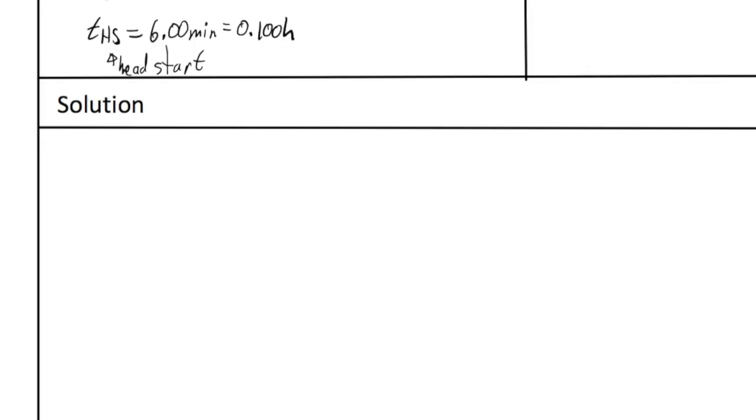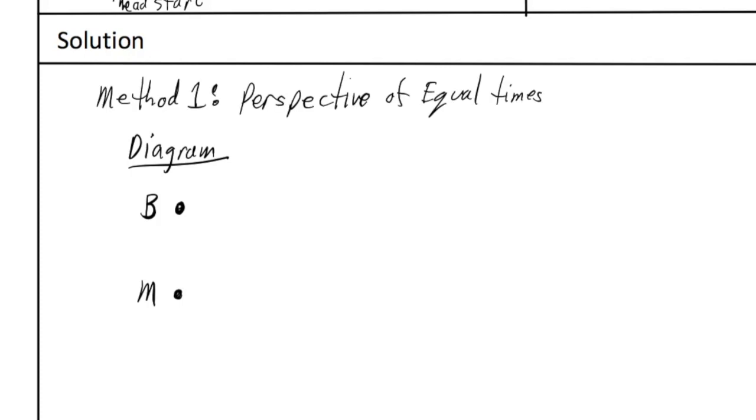Okay, diagram time. What I'm going to try to do is recreate this idea of what's going on, not in real time, obviously. So this path here is going to be what the boy is doing. And over here, this is mom. I'm getting a little ahead of myself because actually there are a couple of methods to solve this problem. So we're going to go through those various methods. This first method is from the perspective of equal times. So that's the first method that we're going to do, the perspective of equal times.